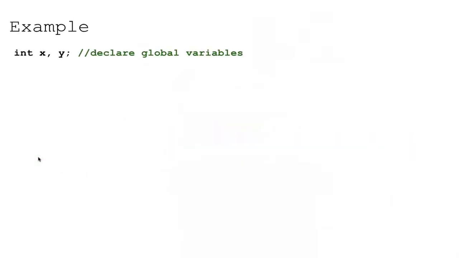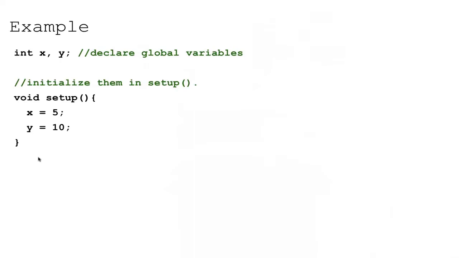So let's do a simple example. Here's a working program. If I create, say, two variables, int x, y, we are declaring the variables x and y. I haven't initialized them yet, and if I want to initialize them, I do it in setup. And so in setup, I say x is 5, y is 10.